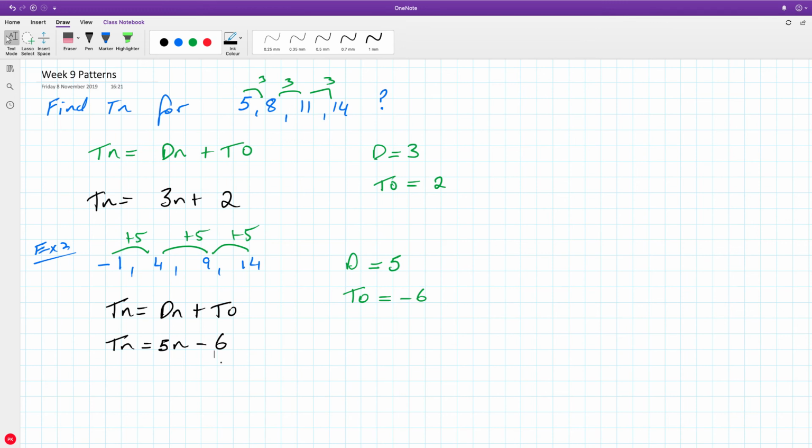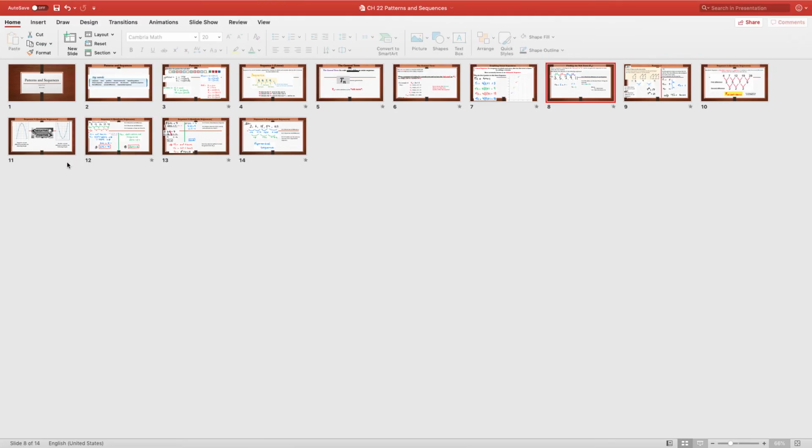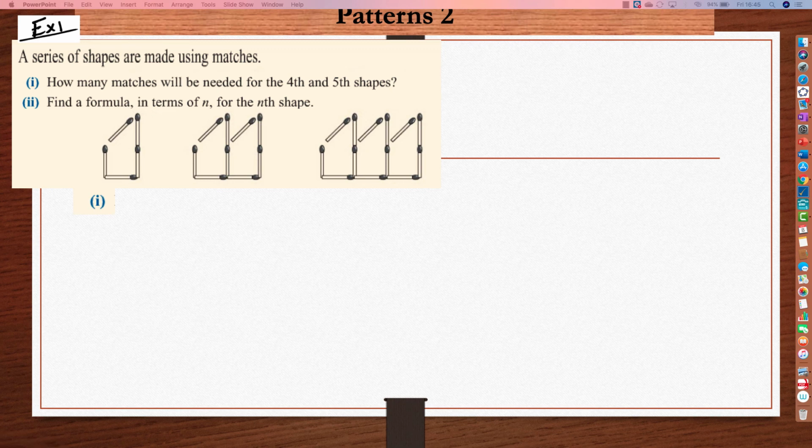Good stuff. Right, so how does this come up when it comes up in the exam paper? It's going to look a little bit like this question here. So, this is how it will look now if it popped up in the exam paper. A series of shapes are made using matches. How many matches will be needed for the fourth and fifth shapes? And then find the formula in terms of n. What do you think they're actually asking us when they say find the formula in terms of n for the n shape? We're looking for Tn.